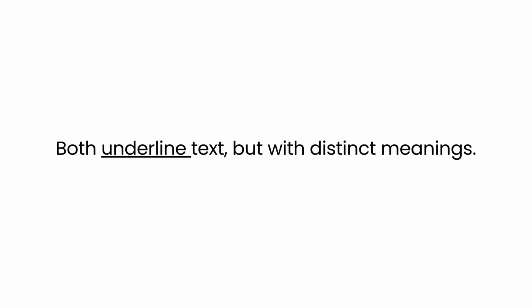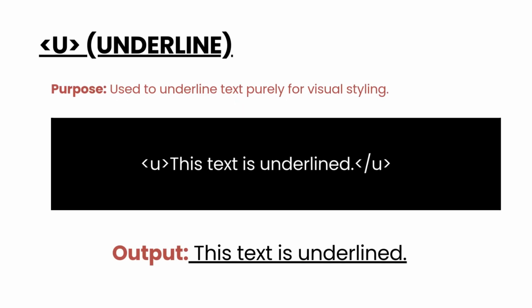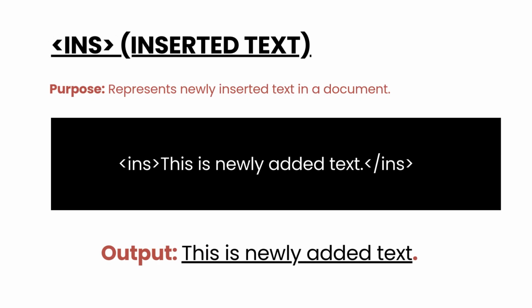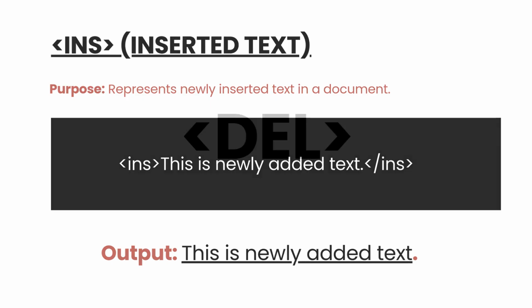U tag versus ins tag. Both underline text, but with distinct meanings. U tag or underline tag is used to underline text purely for visual styling. Ins tag or inserted text tag is used to represent newly inserted text in a document.